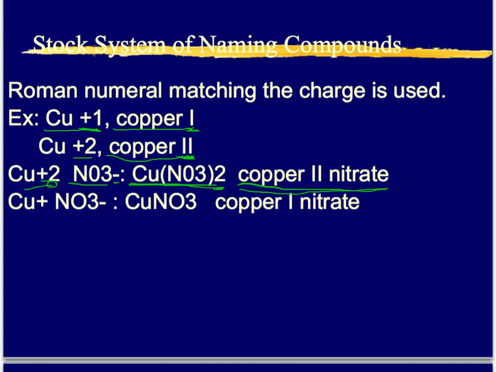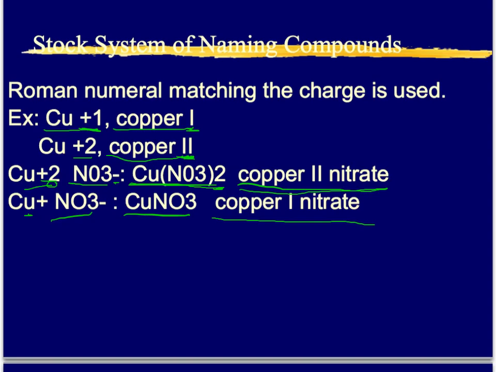On the other hand, if I have the copper(I) ion in nitrate form, you can see how it has a different chemical formula. The way that we would write out this name is copper(I) nitrate.